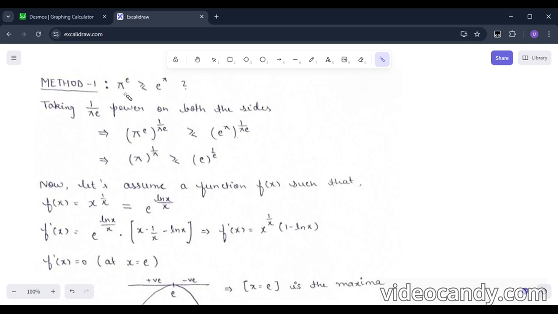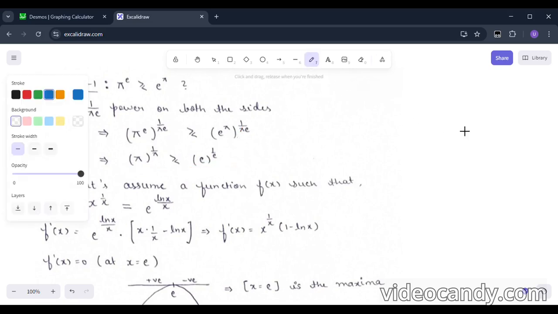So what we have to prove is whether pi raised to power e or e raised to power pi, which one is a bigger number. So what I will be doing is I'm taking 1 by e pi power on both the sides. Now why so? Because you can see these alternative terms are getting cancelled. From here e and e gets cancelled, and from here pi and pi gets cancelled. So we are left with only symmetric terms such as pi raised to power 1 by pi and e raised to power 1 by e.